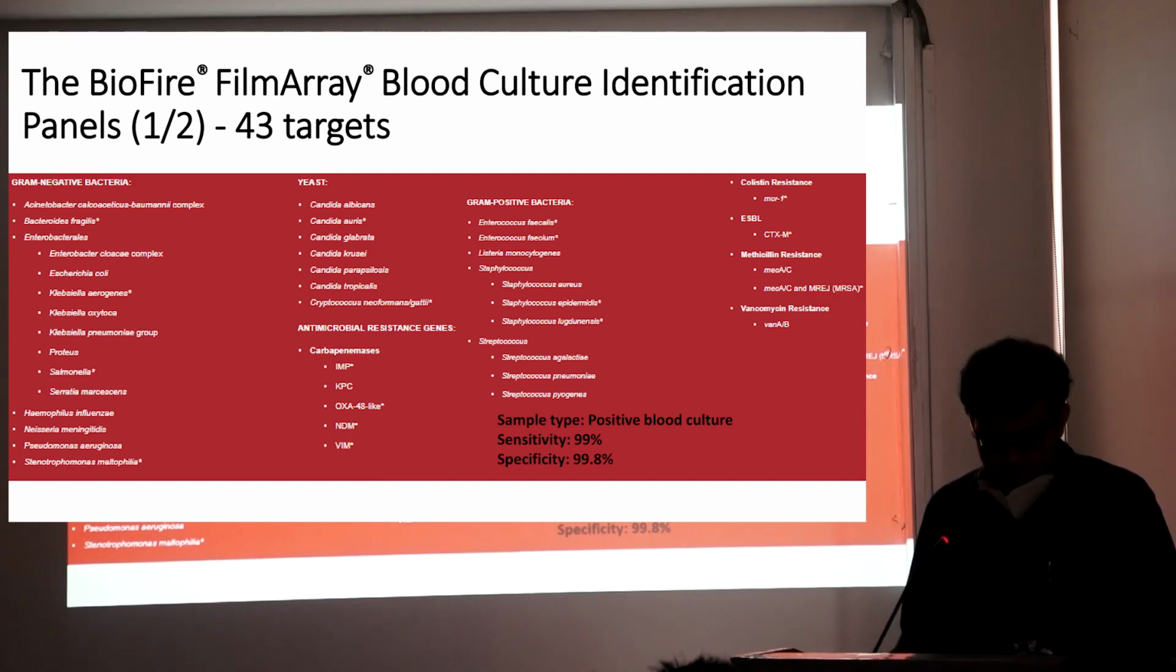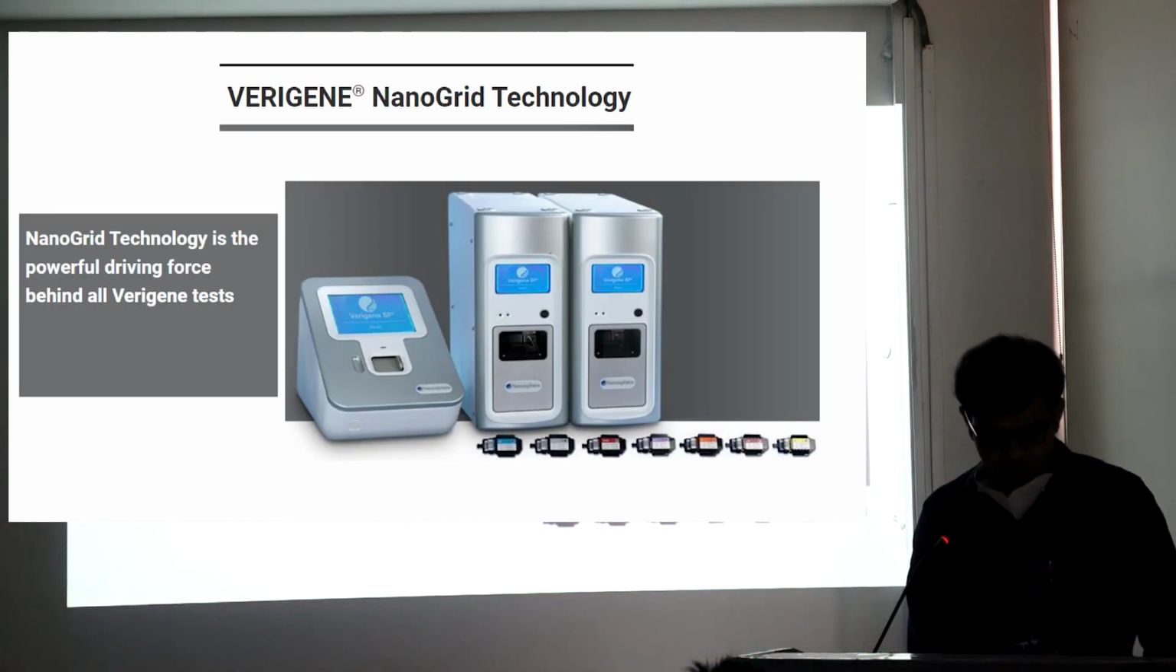They have got 43 targets. You can always take the cultures before starting the antibiotics in the patients of sepsis. And whenever the blood culture flags positive, you send it for a BCID panel and you get the result within 2 to 3 hours. Got a very high sensitivity and specificity.